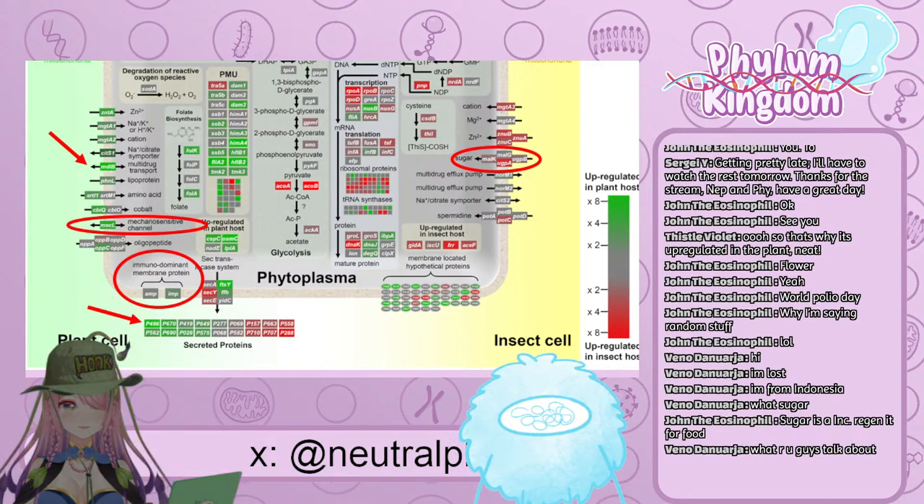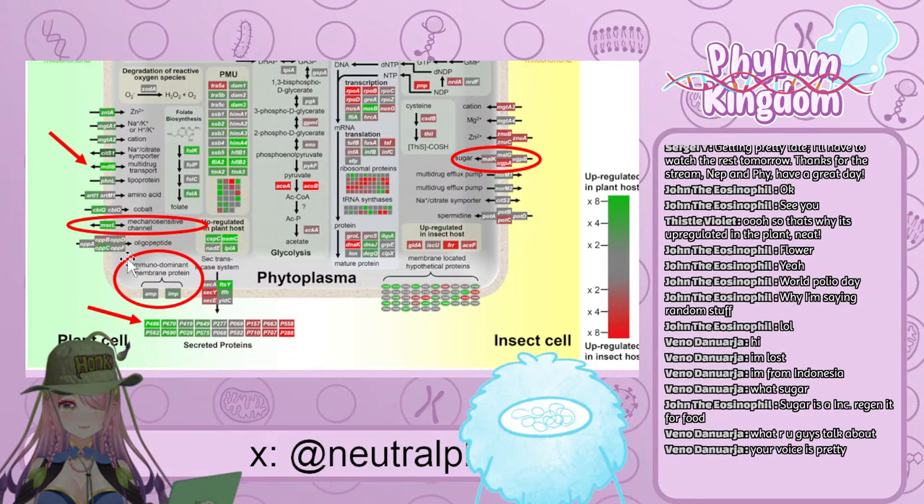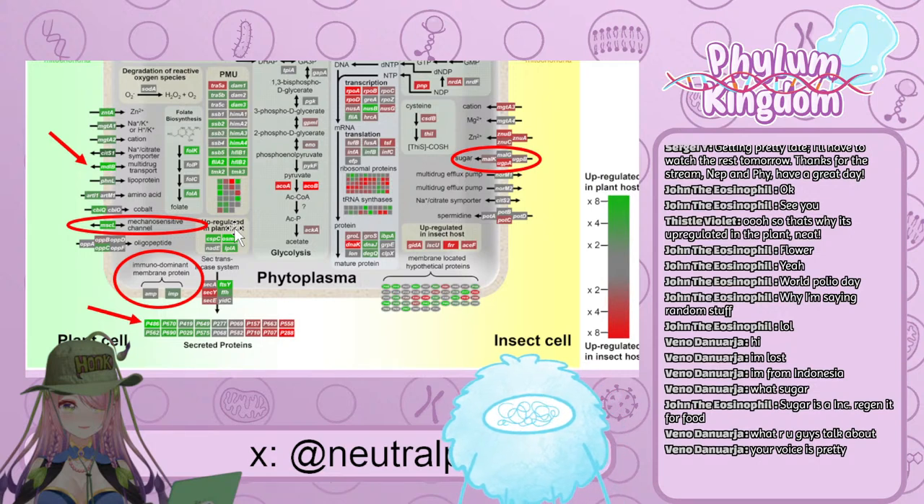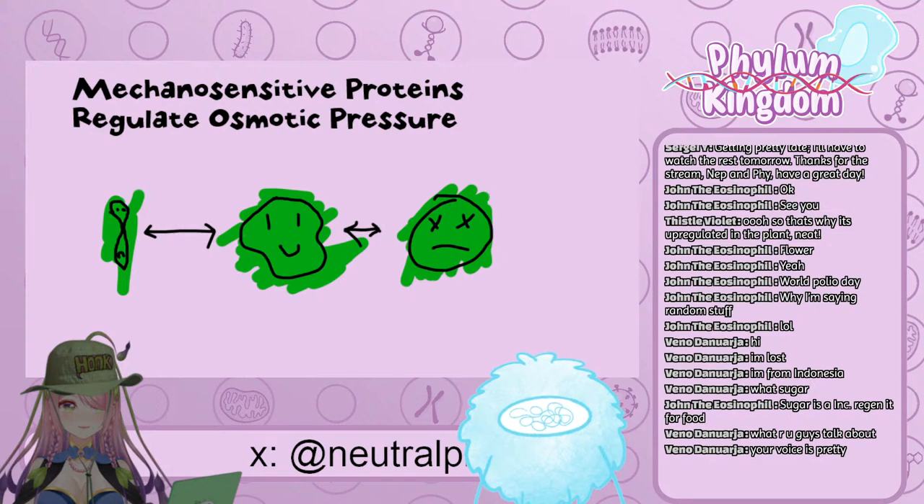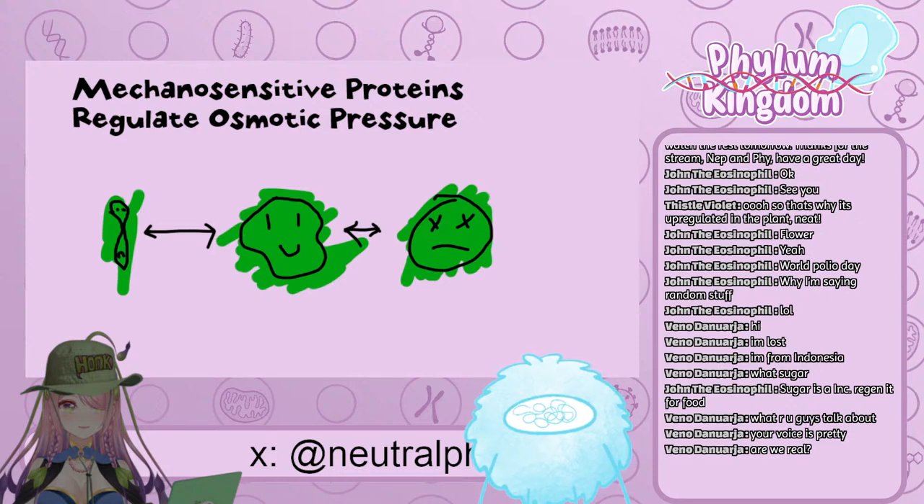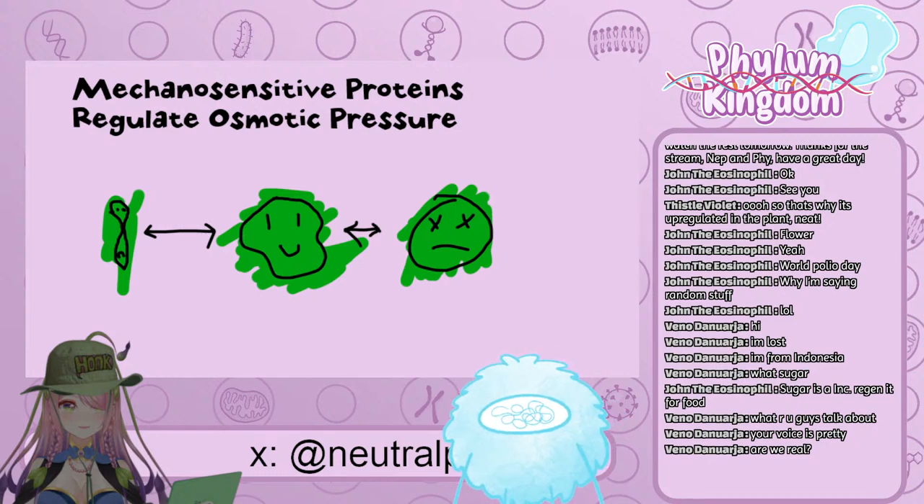One other thing that I want to point out here, and it's going to be the topic of the next couple of slides, is this thing that I've circled here, which is the mechanosensitive channel. This is a very cool protein whose function is known. Mechanosensitive proteins regulate osmotic pressure. This protein is capable of sensing mechanical stress, so stretching of the membrane. And if you've ever taken a biology class, this is one of the first things that you learn with regards to how water affects cells.